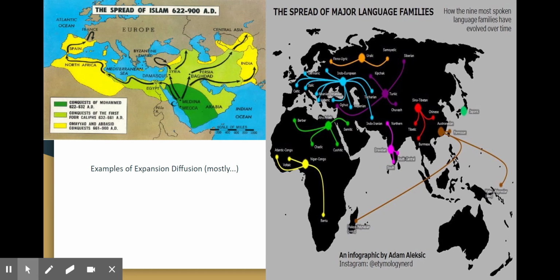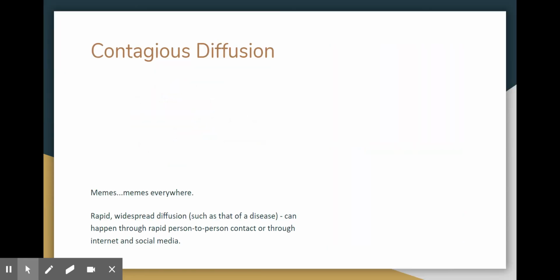And in the other map, we see the spread of language. So you can see, with some notable exceptions, specifically the brown arrows that you see, that would be an example of relocation diffusion. But most of these seem like they are relatively staying within a specific geographic area. So I would consider those to be examples of expansion diffusion. So talking about how culture spreads within a geographic area.